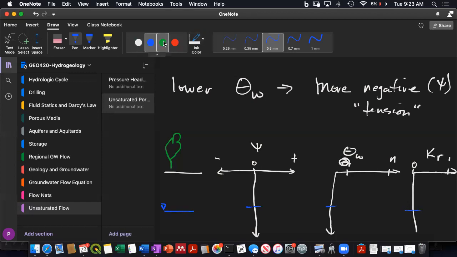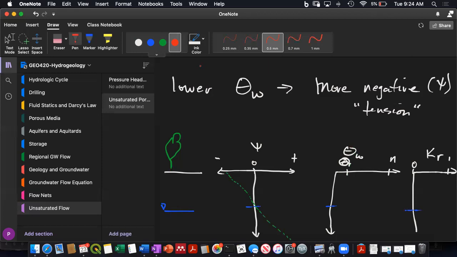All right, so psi starts negative, hits 0 at the water table, and increases positive. The details here have to do with how saturated I am. So this profile here, where I'm the most negative near the surface, is like a long time after precipitation. I've been drying and drying and draining and draining, and I have the lowest amount of water content at the surface.